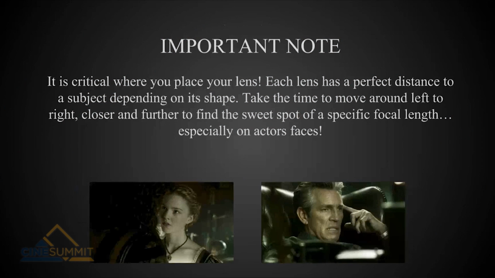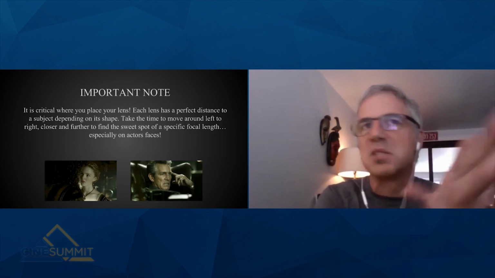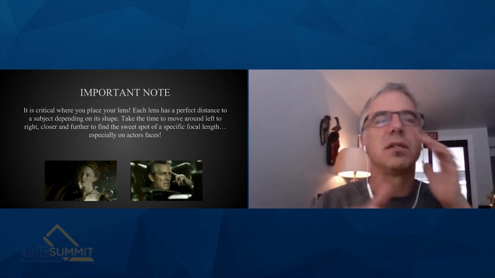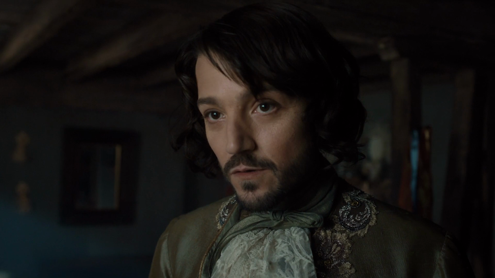Very important note. It is critical where you place your lens. Each lens has a perfect distance to a subject depending on its shape. Take the time to move around left to right, closer and further to find the sweet spot of a specific focal length, especially on actors' faces. And this is very, very important. When you put a lens, it's really like there's a sweet spot and you use a 40 mil, and if it's too far, it's boring. If it's too close, it's... generally speaking, of course. On actor's face, it is absolutely critical.